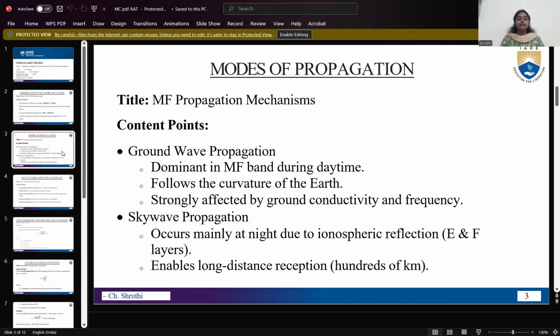Next, it's about the skywave propagation. Occurs mainly at night due to ionospheric reflection. There are two layers in the ionosphere, which are denoted by E and F layers. Enables long distance reception, and it takes up to hundreds of kilometers. The ground wave propagation is mainly done in the daytime, whereas the skywave propagation is done at night.